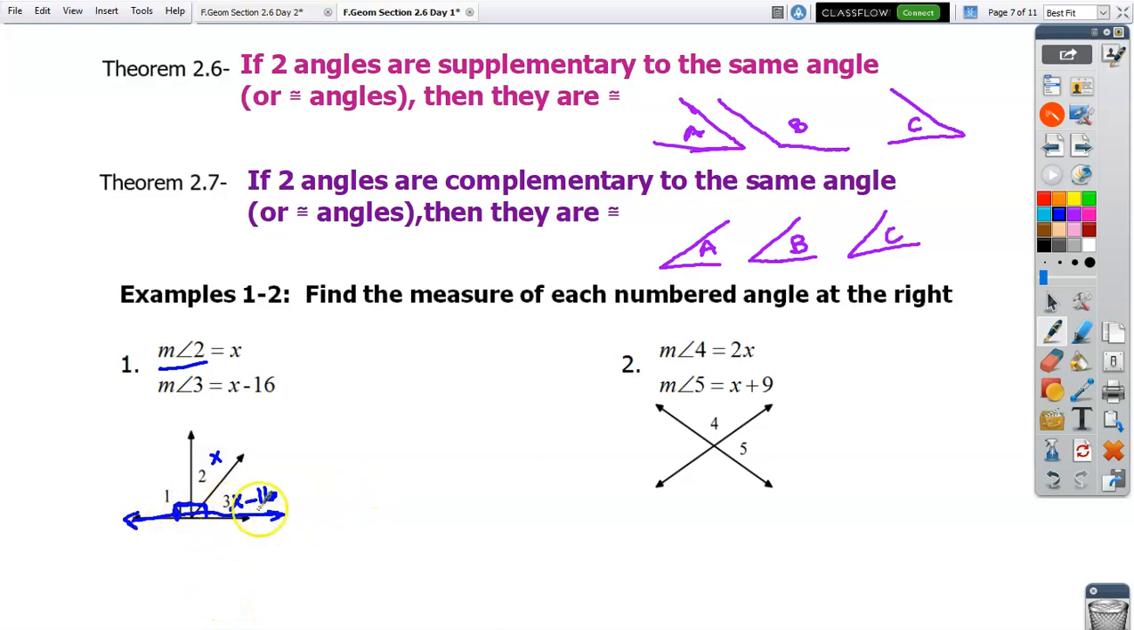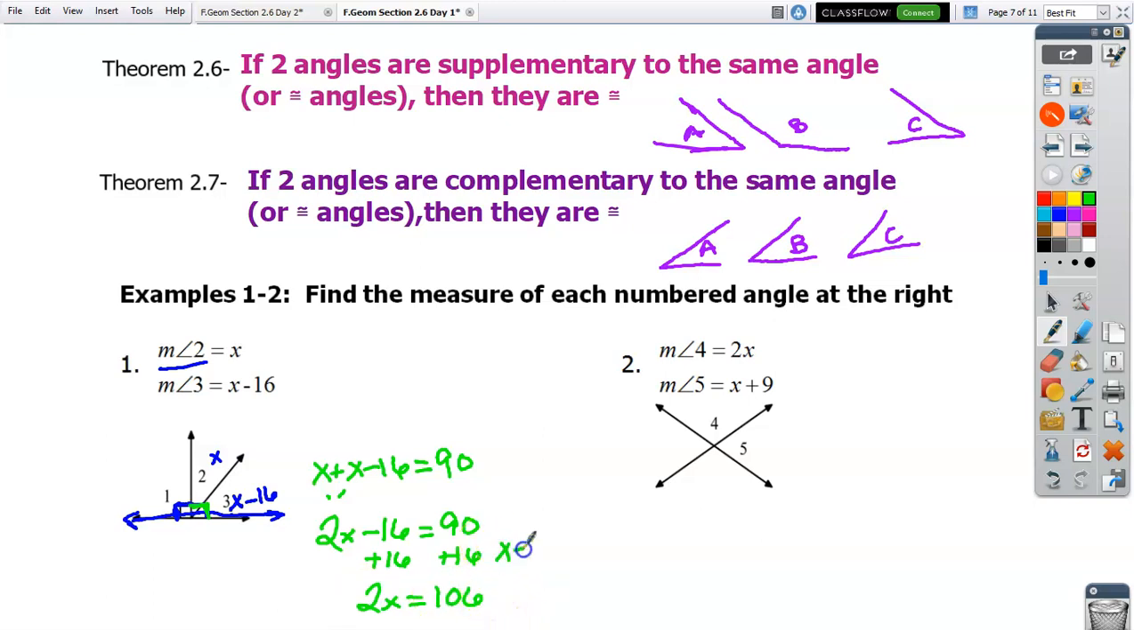So we've got two 90-degree angles, and this one on the right is made up of angle 2 and angle 3. So we know that x plus x minus 16 has to equal 90. We know that these two angles have to make up this 90-degree angle. So when we simplify, we get the two x's together, which make 2x minus 16 equals 90. We'll add 16 to both sides. So 2x equals 106.